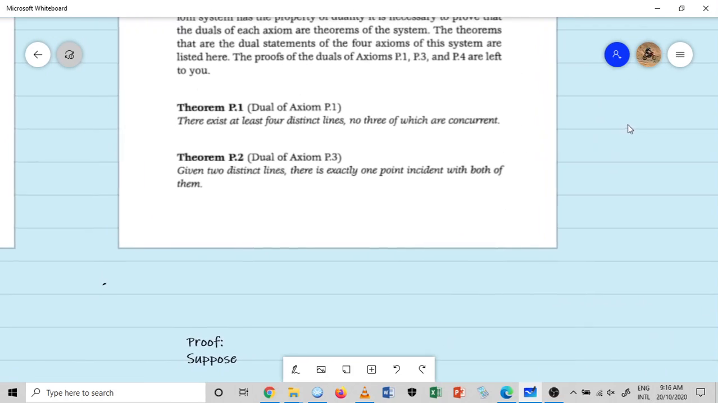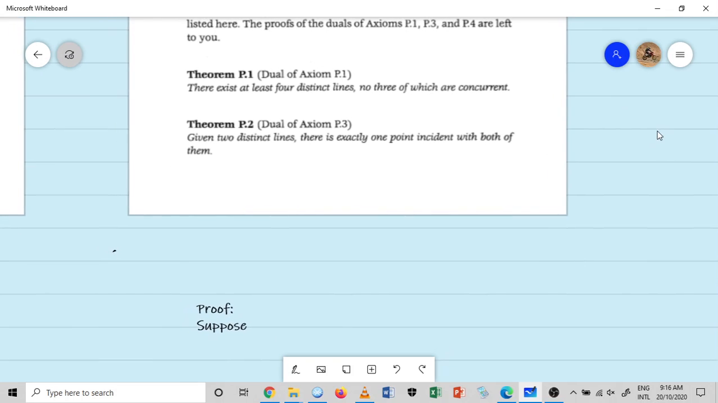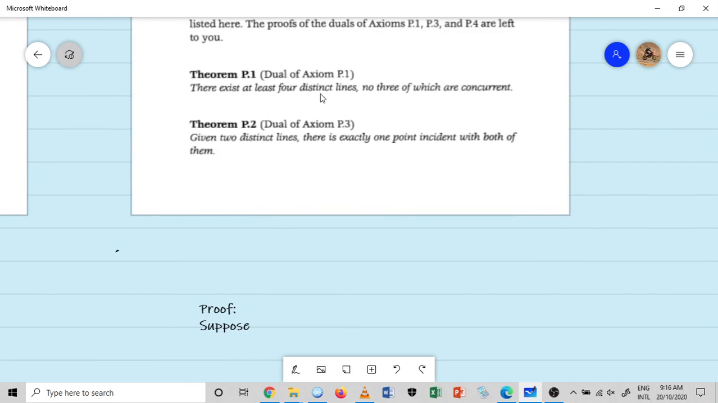So go back to the statement of theorem P.1, which is actually the dual of axiom P.1. It states that there exist at least four distinct lines, no three of which are concurrent. Recall that axiom P.1 states that there exist at least 4 points, no three of which are collinear. So its dual would be there are at least 4 lines, no three of which are concurrent. Let us try to prove that.